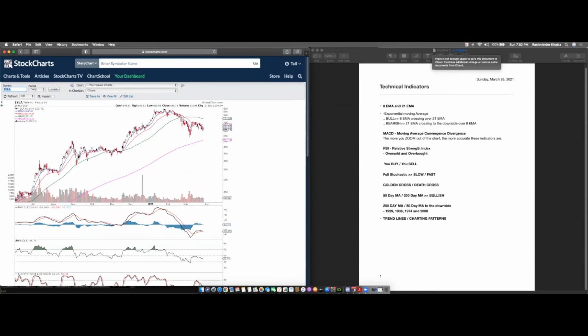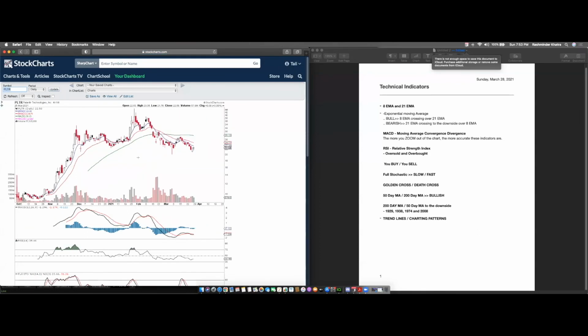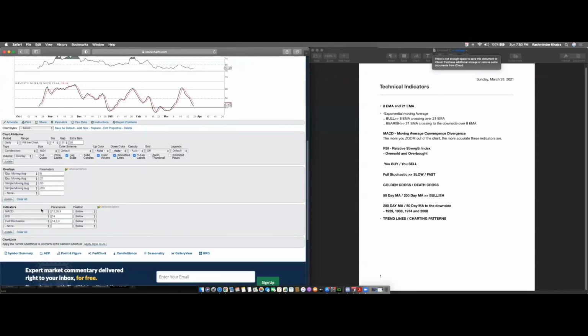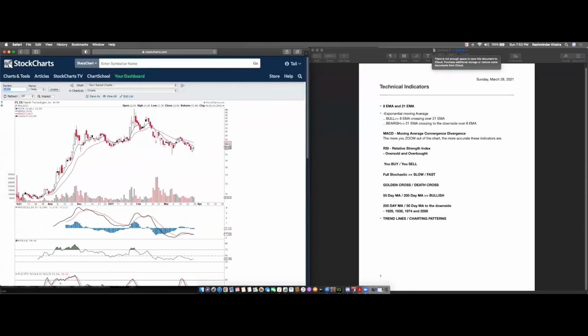And so on PLTR, Bucky, so Bucky messaged asking about PLTR. On PLTR, I am basically waiting for the, let me take off the 50. Let me just take these off. It's a new stock, right? So the indicators are still not perfect on this, but the ones that I do use are 8 and 21 EMA.